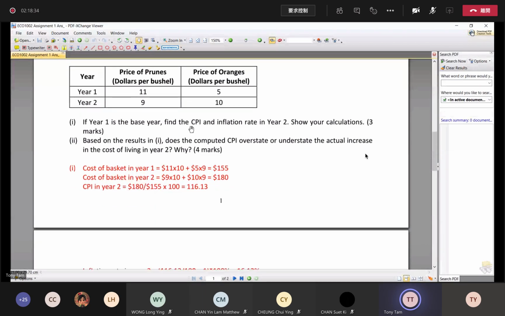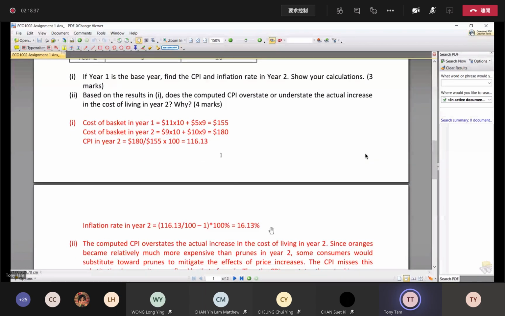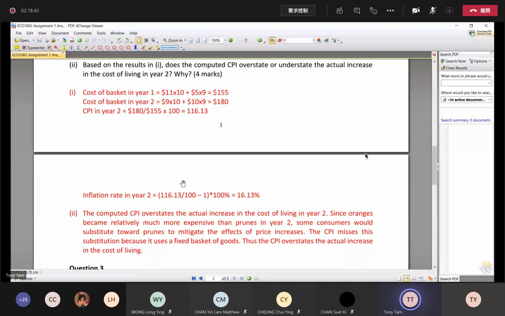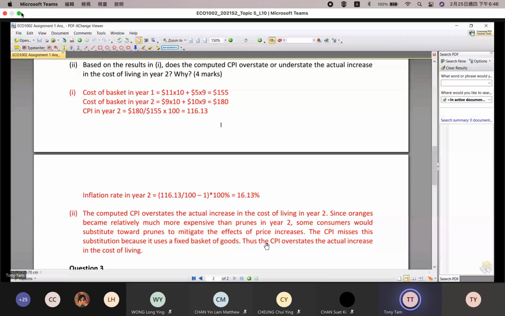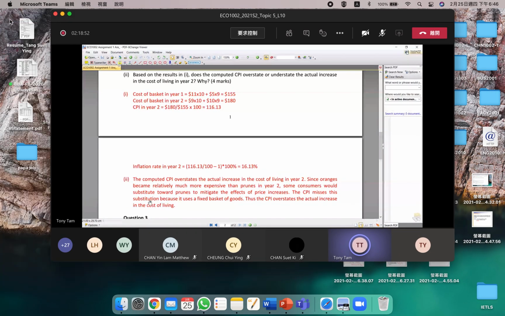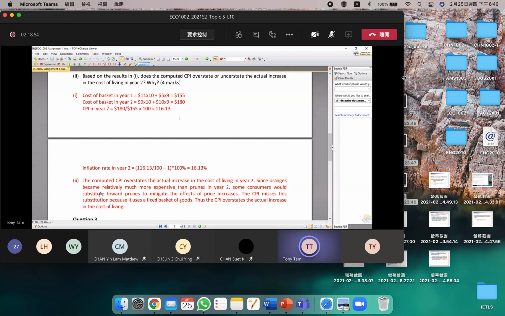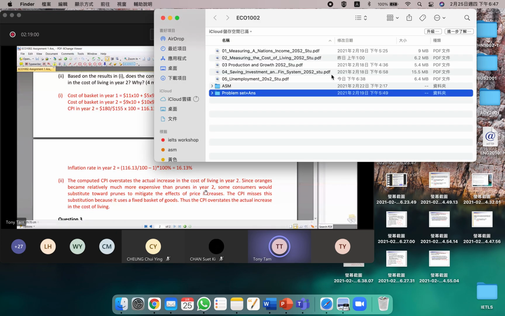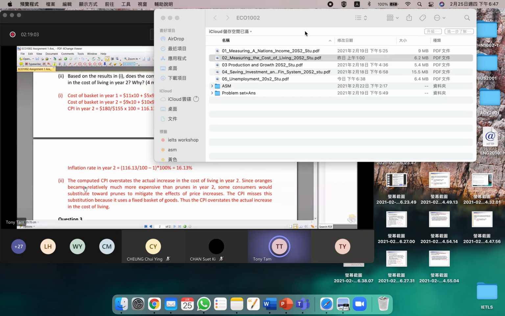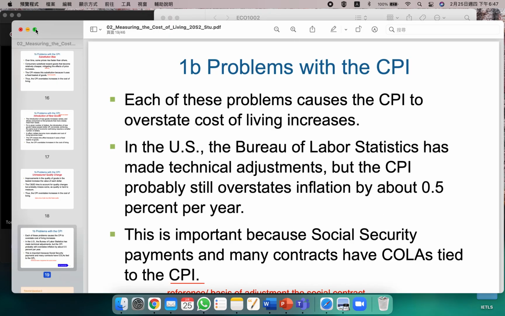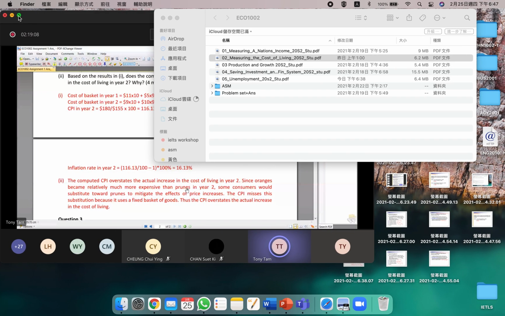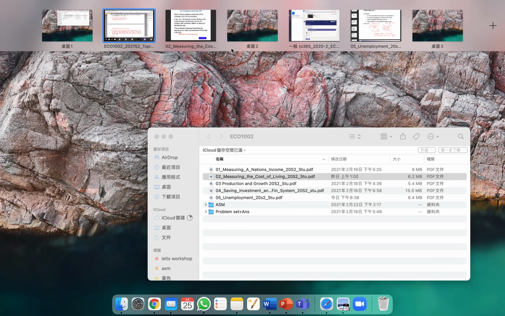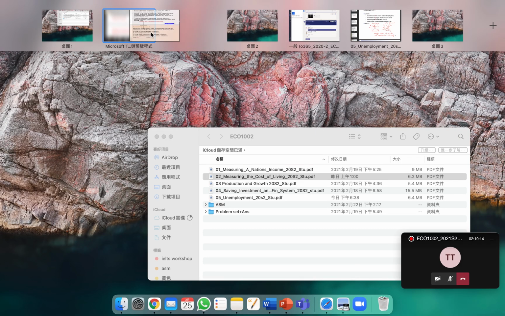So, in this question, we face the problem of substitution bias. The CPI missed this substitution. You look at that: since the orange became relatively more expensive, we expect the buyer, the consumer, will buy the cheaper one. That will be the problem. So they will buy more plum and less orange.